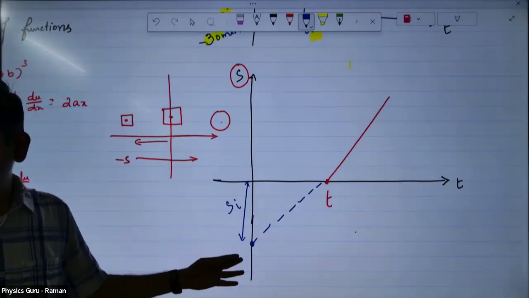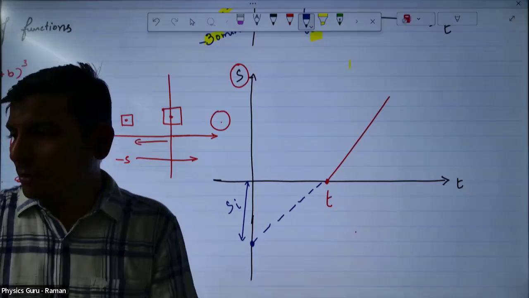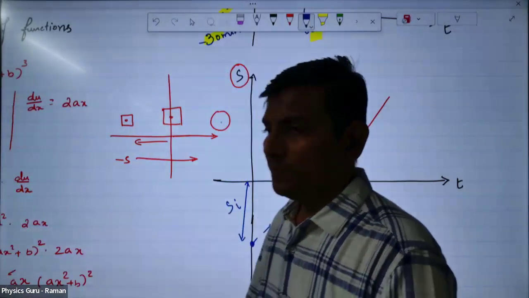Sir, according to this, the distance he has started will be negative, no, sir? That's why it's negative. See the graph. According to our point of view, he is starting from negative. According to your point of view, he started at negative. Got it? Okay. Yes, sir.